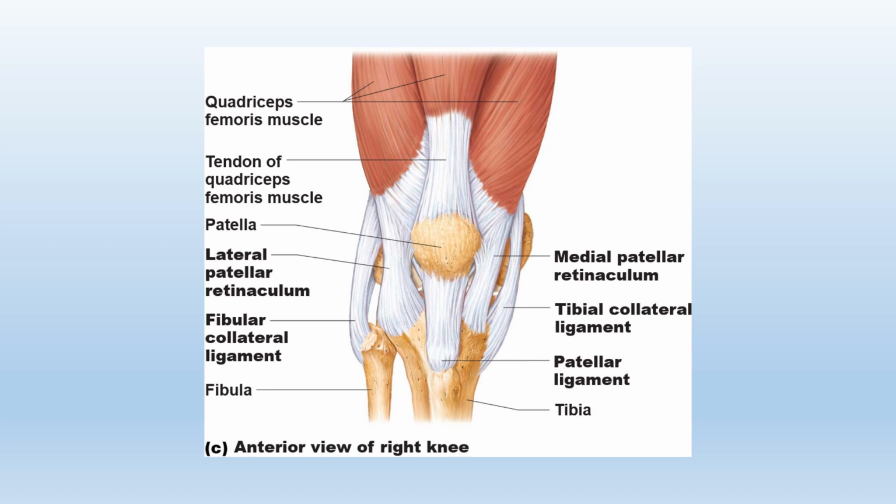Looking distal to the patella now, we find the tibia, which is the medial bone of the leg, as well as the fibula. Remember, the fibula has no articulation with the femur.